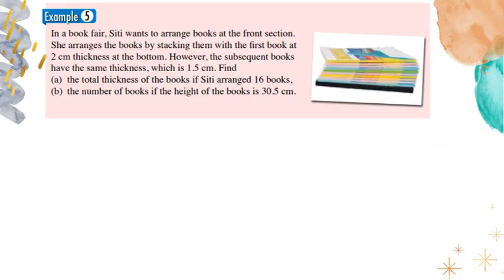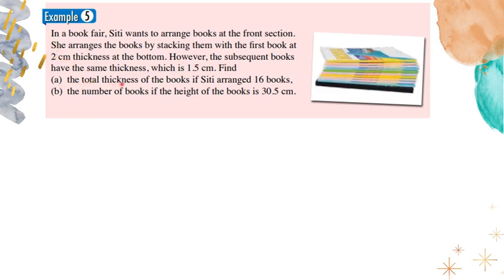Okay, next, last example, example 5. In a book fair, Siti wants to arrange books at the front section. She arranged the book by stacking them with the first book at 2 cm thickness at the bottom. Okay, so this is the first one. However, the subsequent book have the same thickness which is 1.5. So this is the common difference. So this is the first term.